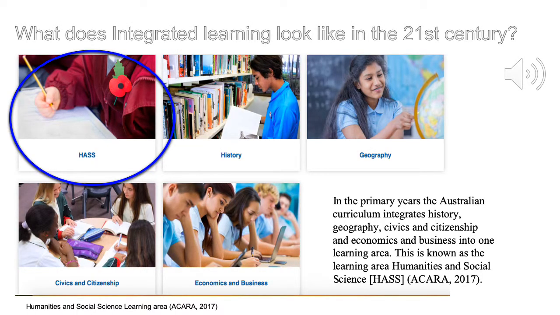What does integrated learning look like in the 21st century? Integration is such a broad topic, and teachers and schools can integrate in many different ways. An example of integrated learning already implemented by the Australian curriculum is the Humanities and Social Science learning area. The Australian curriculum integrates history, geography, civics and citizenship, and economics and business into one learning area from foundation to year 6. This is an example of integration across disciplines where the related subjects are taught concurrently.